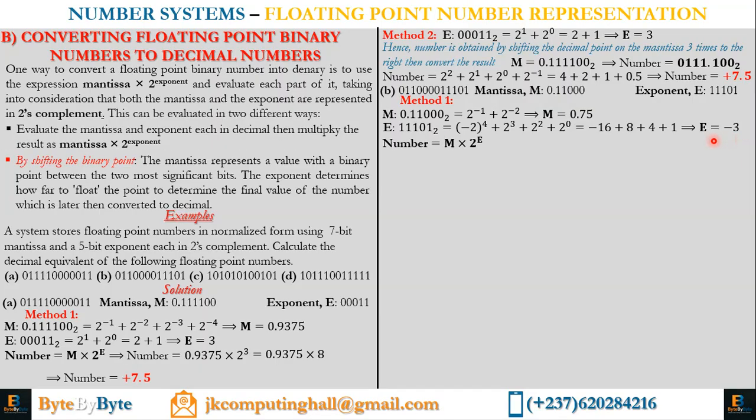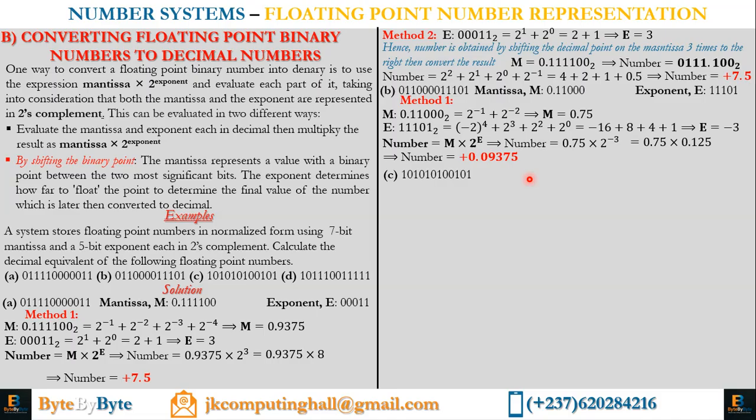Now, my number is mantissa times 2 to the exponent, so I'm supposed to have 0.75 times 2 to the negative 3. You punch that on your calculator, you have as answer 0.09375. You can use method 2 to verify that this answer is actually correct, because having an exponent of negative 3 means that, from this mantissa, you're supposed to shift the decimal place 3 times towards the left, and then you convert back the result. You will still have this answer.